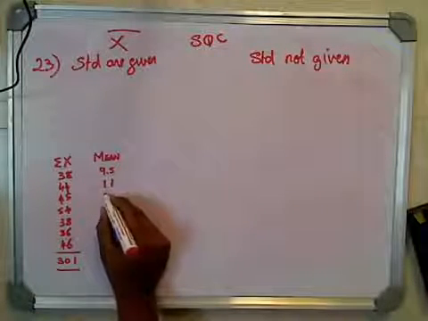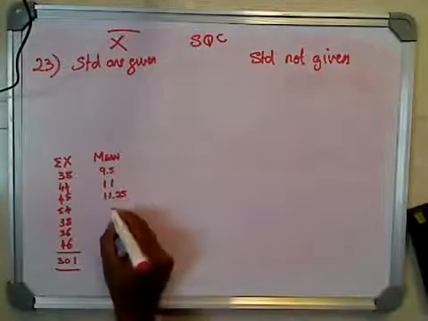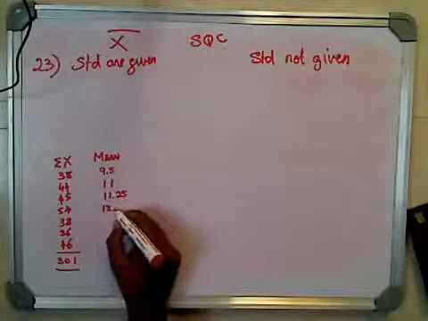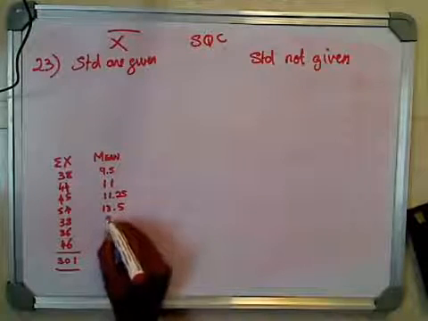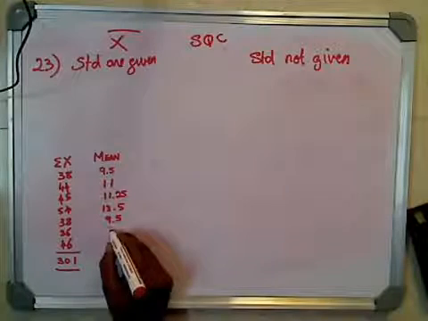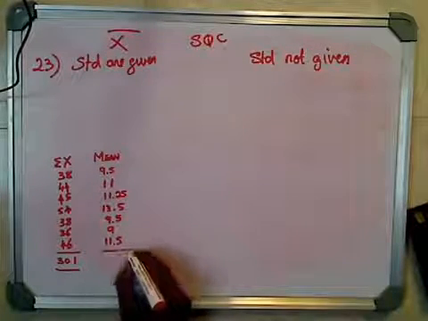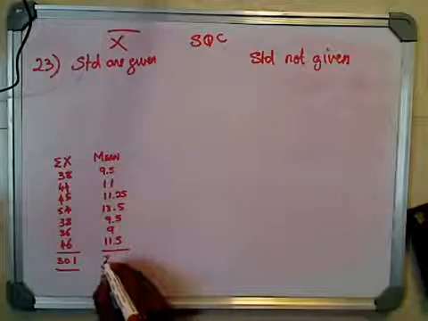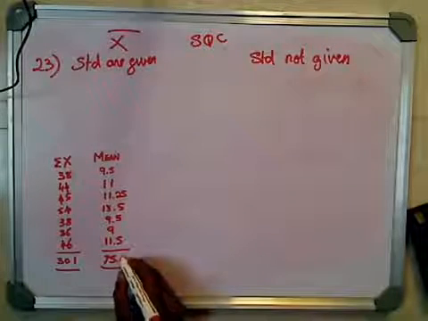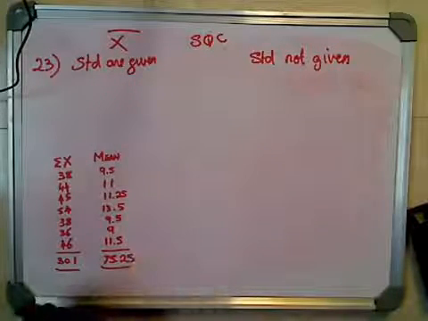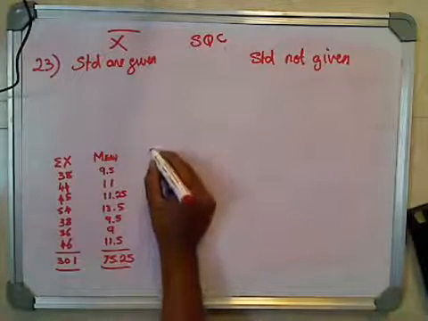11, 11.25, 13.5, 9.5, 9 and 11.5. Take the total of this, it should come to 75.25. The next thing that you calculate here would be the range.